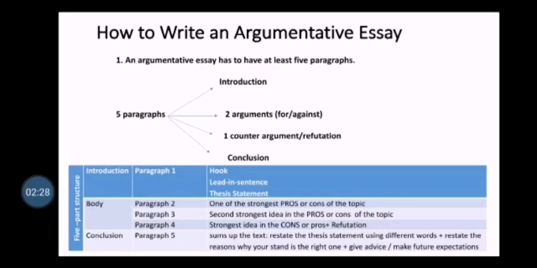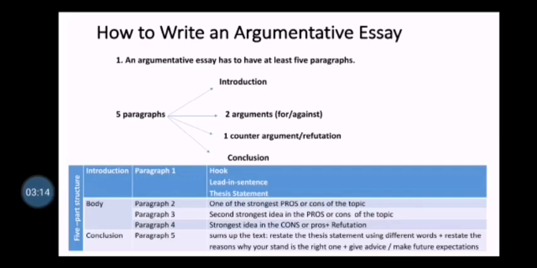So, an argumentative essay has to have at least 5 paragraphs. The first paragraph would be for the introduction, and it should include the hook, the lead-in sentence, and the thesis statement. Then you would have 2 body paragraphs that would serve your argument. You would have 1 paragraph for the counter-argument and refutation, and you would have 1 paragraph for the conclusion, where you should have at least the 3 functions, one of which is restating the thesis statement using different words, followed by other functions like giving advice, suggesting solutions, giving recommendations, and many others.